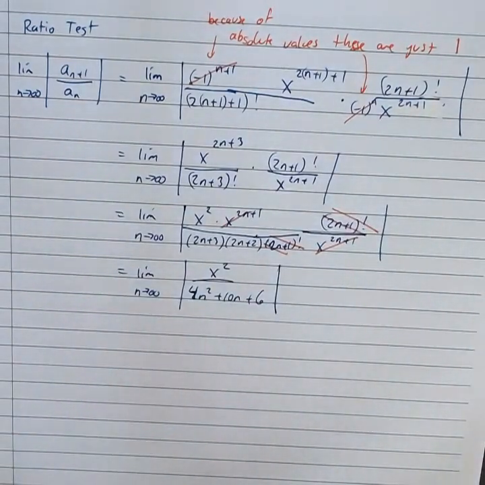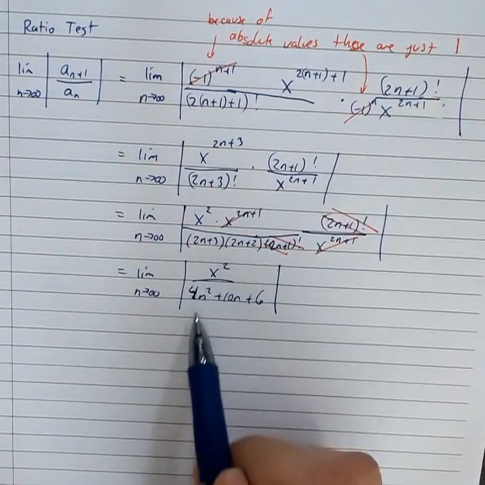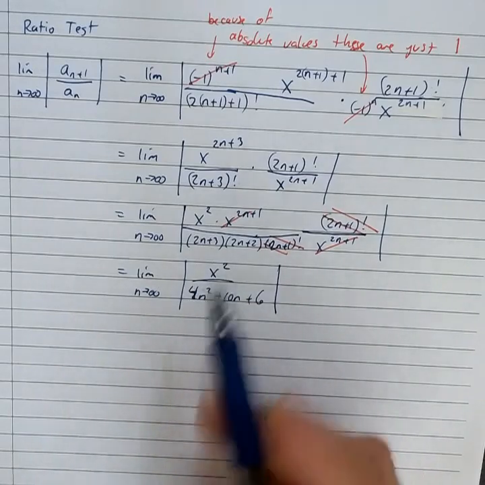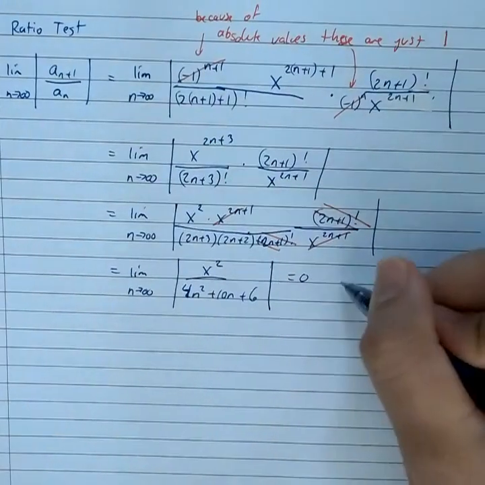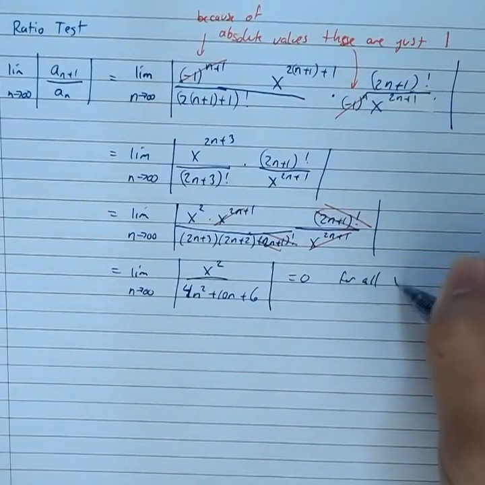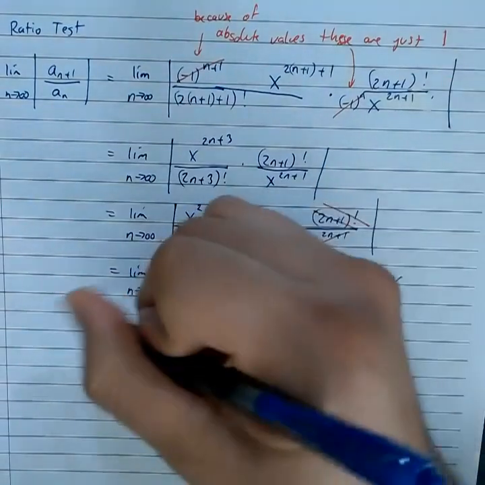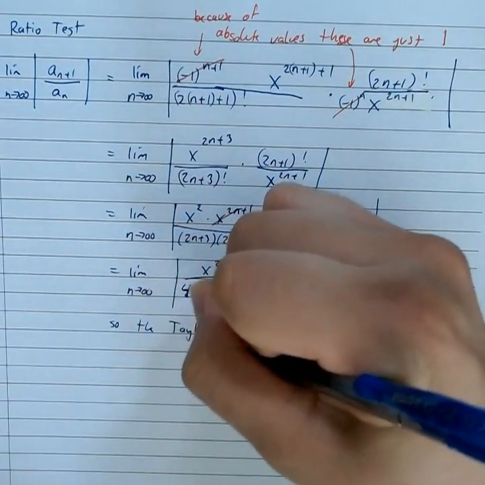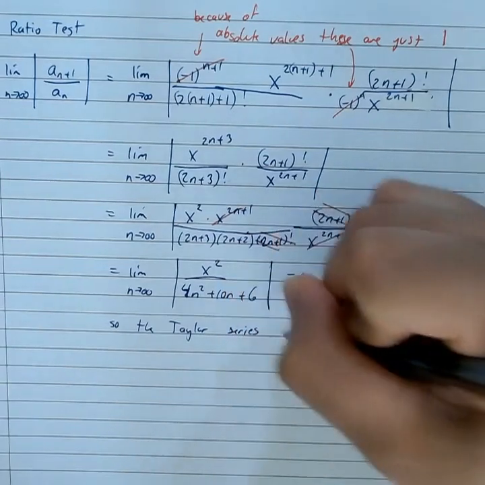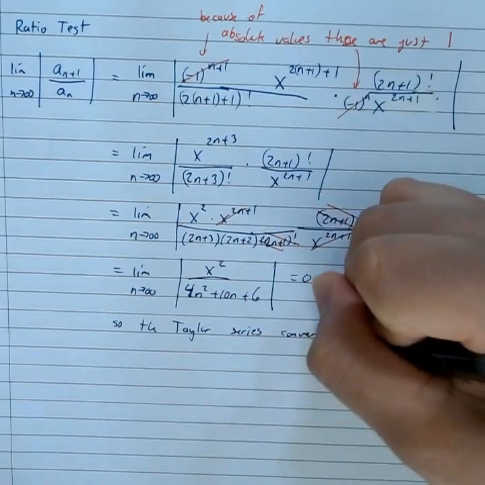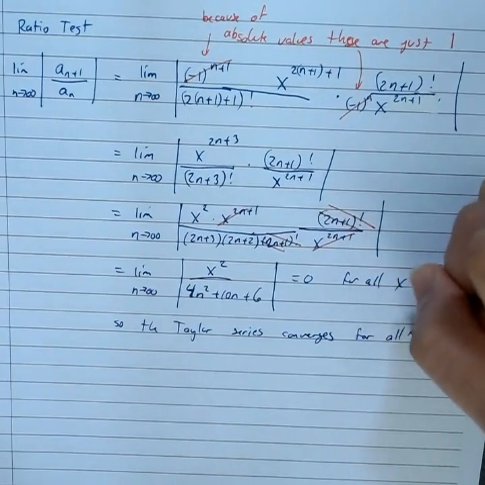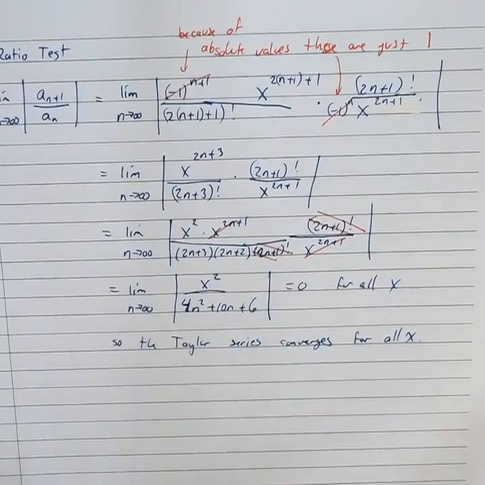Notice that as n approaches infinity, this is not changing. Only this is changing. So this is something that's staying fixed over something that's going to infinity. That's equal to 0 for all x. So the Taylor series converges for all x. Okay, cool.